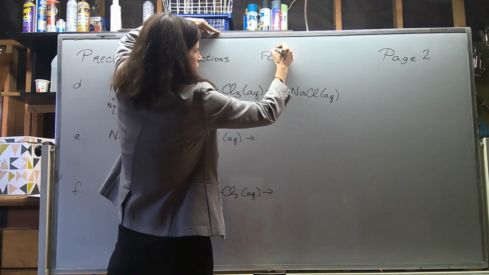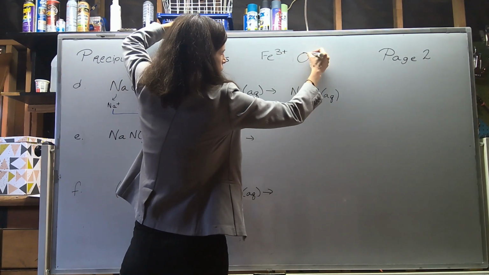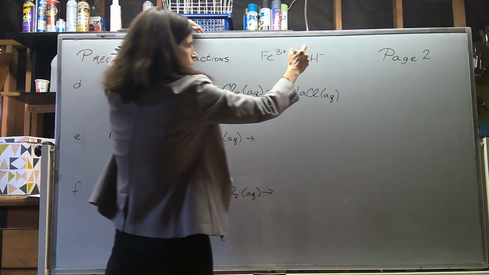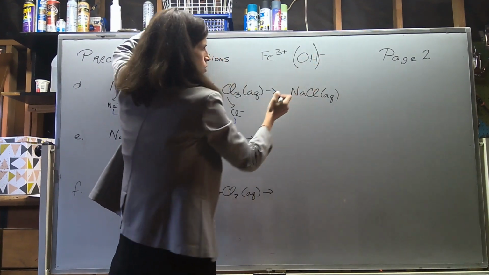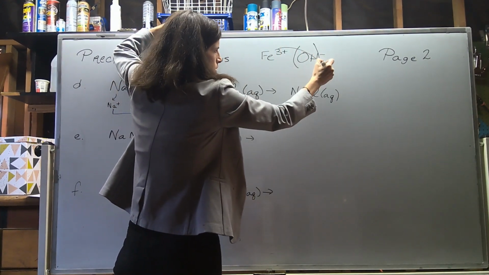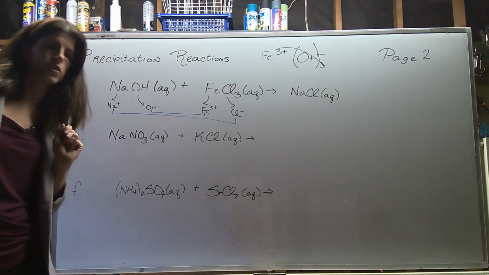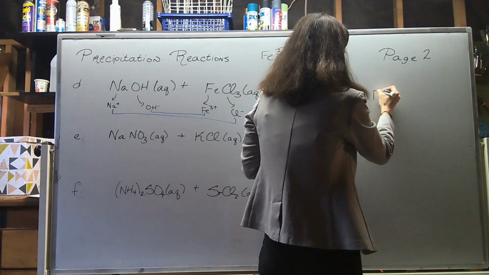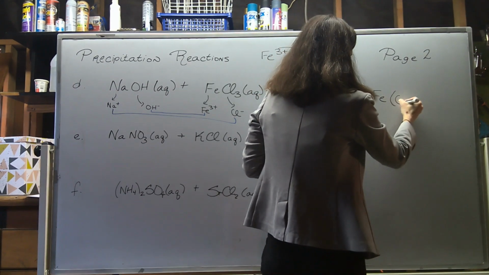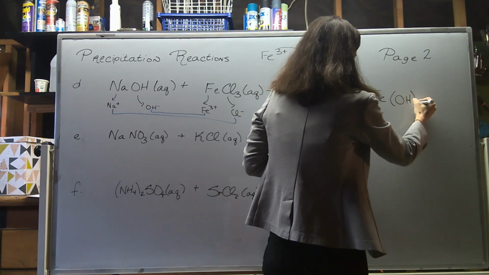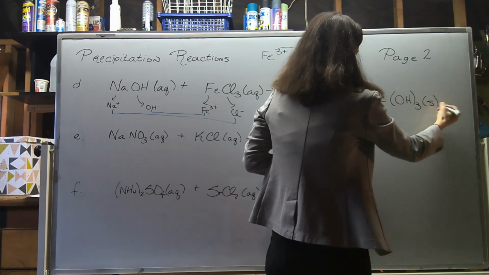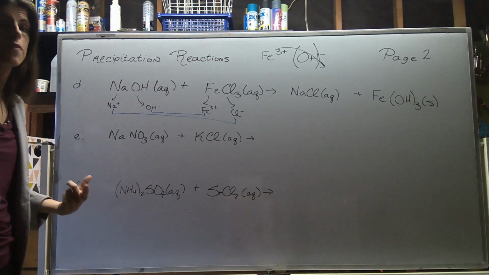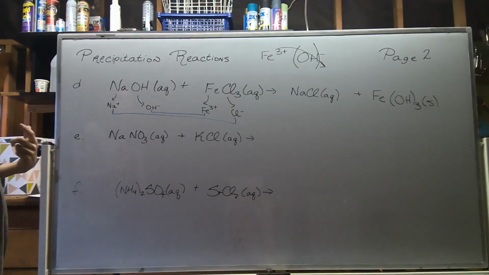You have Fe3+ and OH-. You have to crisscross those 2 things. Since hydroxide is a polyatomic ion, you do need parentheses. So this 3 goes to the outside of the parentheses. So my other species here will be iron(III) hydroxide, Fe(OH)3. And if you look through your solubility rules, that's expected to be a solid. So we definitely have a reaction here. We definitely see something going on.